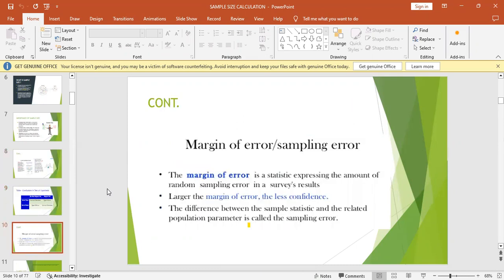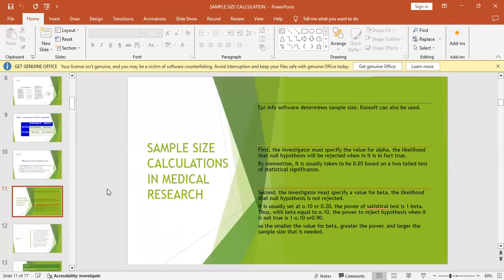Now the margin of error. The margin of error is a statistic expressing the amount of random sampling error in a survey's results. The larger the margin of error, the less will be the confidence.